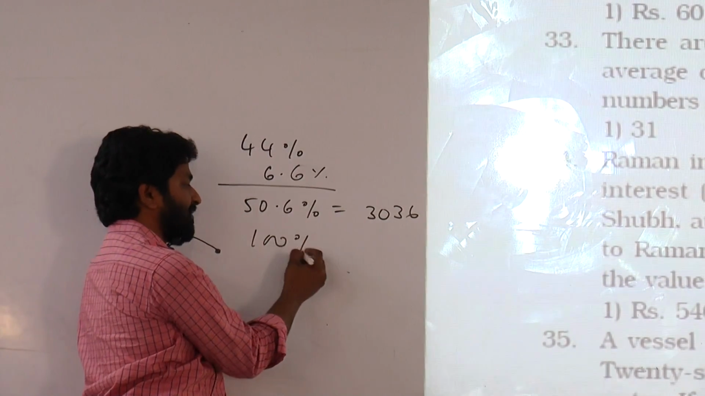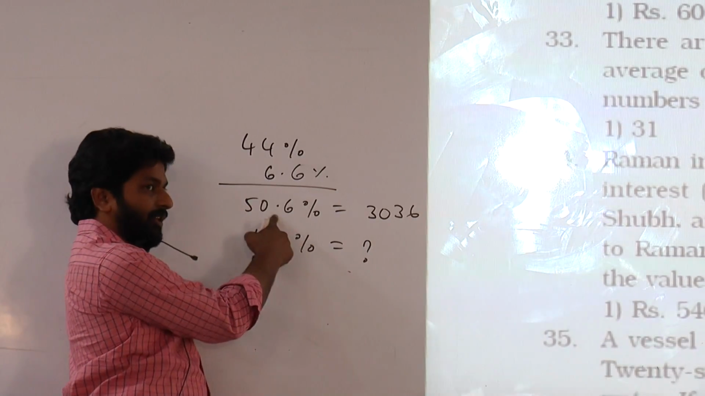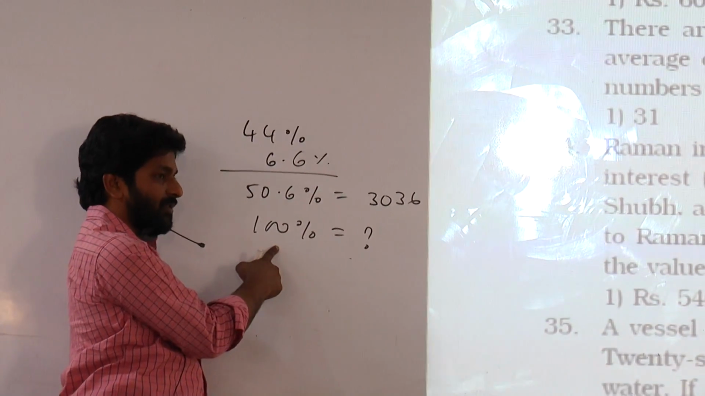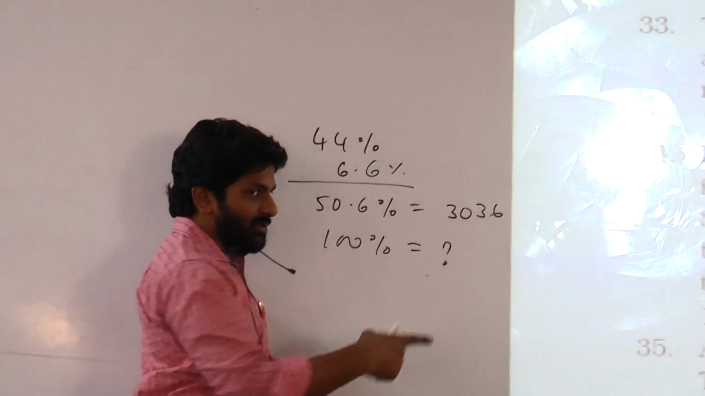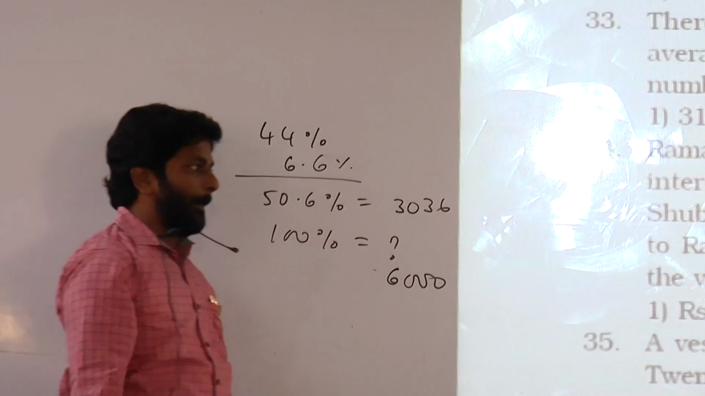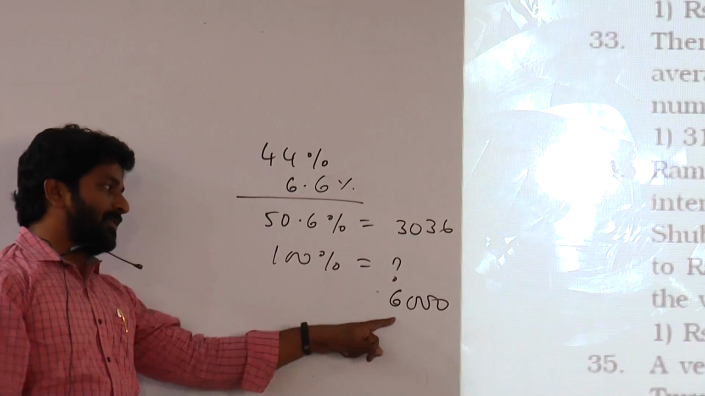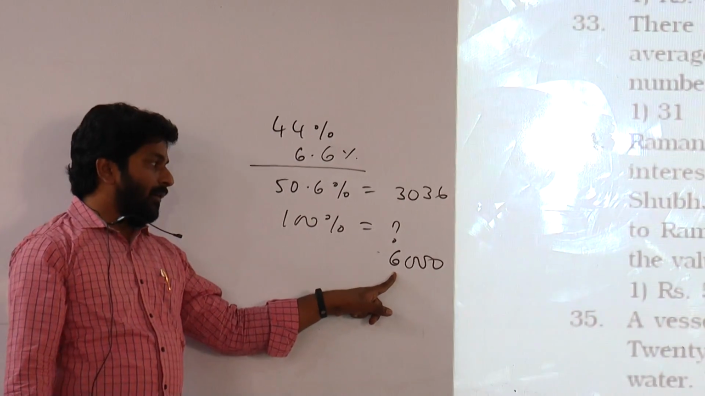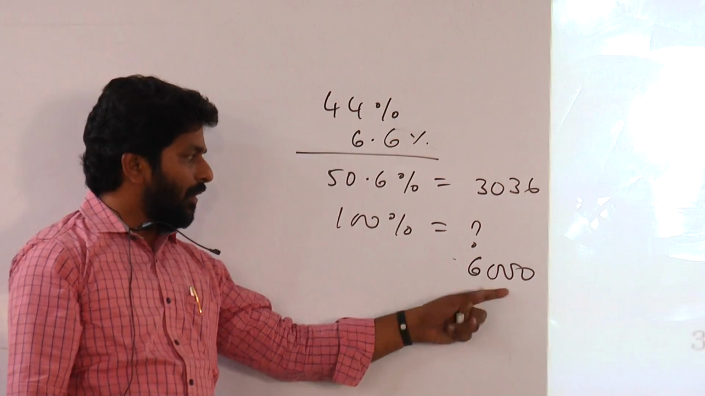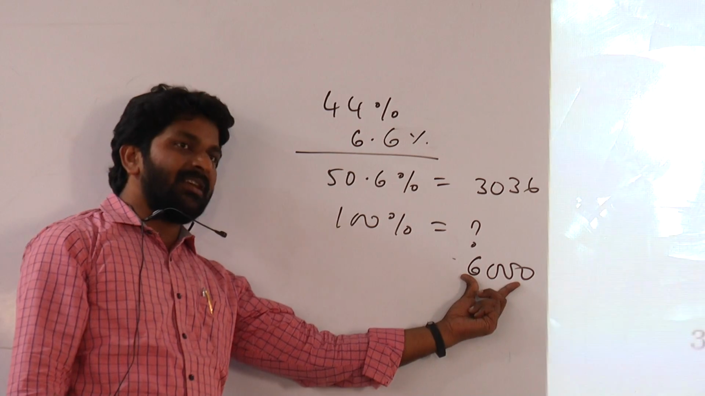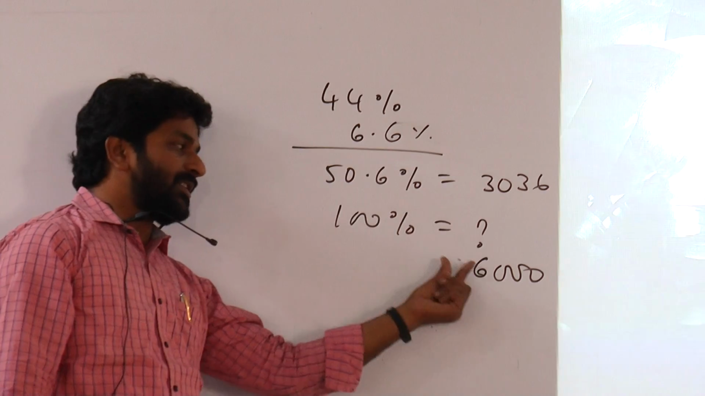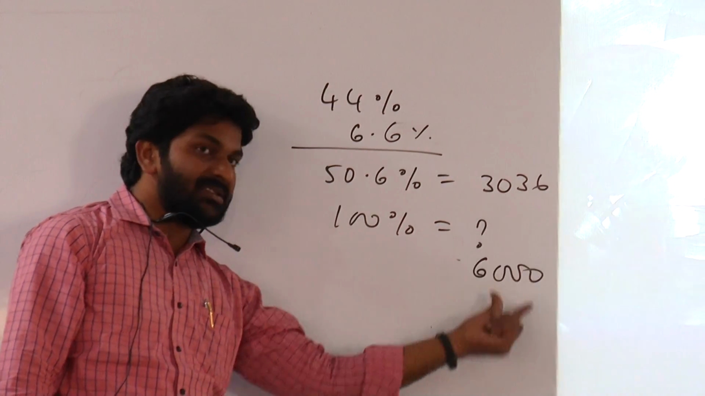He asked about 100%, which is equal to how much? 50.6 is near about 50% approximately, which is 2 times the number. 2 times this number is 6072. The answer should be a round figure, so 6000. You can even verify it. 50% is 3000. 10% is 600. 1% is 60. 0.1% is 6. 0.6% in the sense 6 into 6, 36. Satisfied.